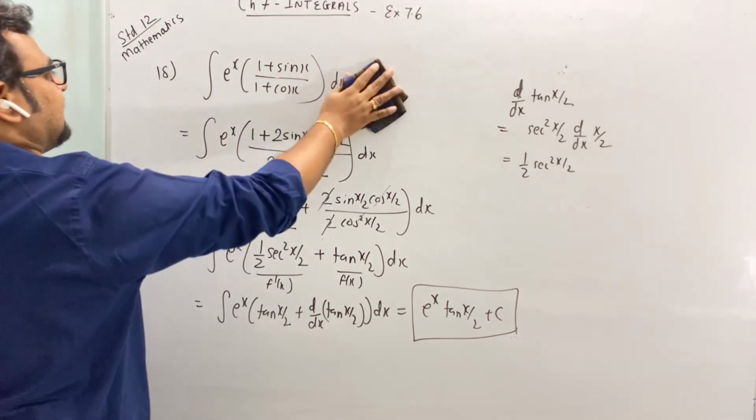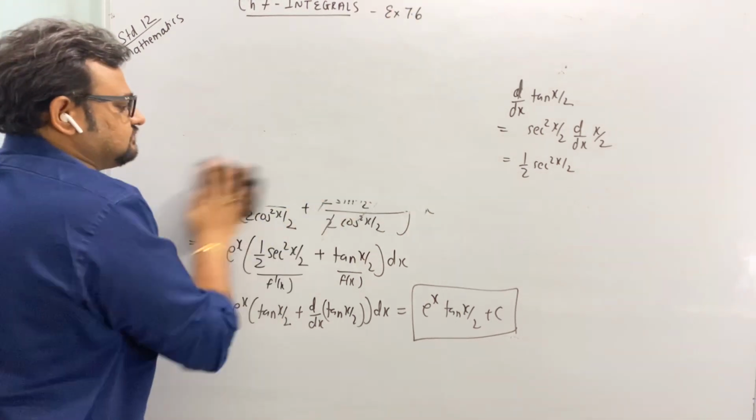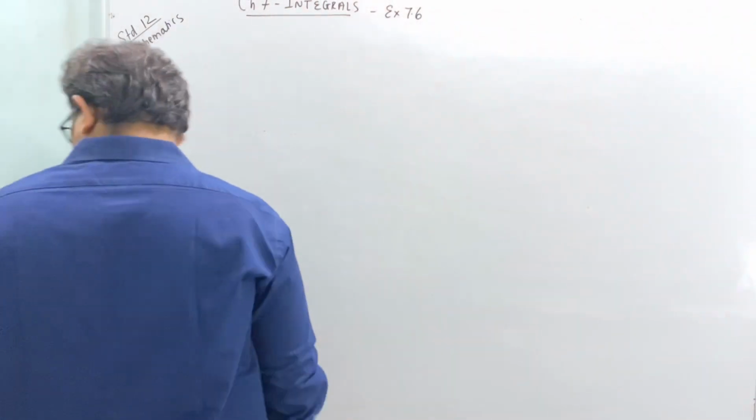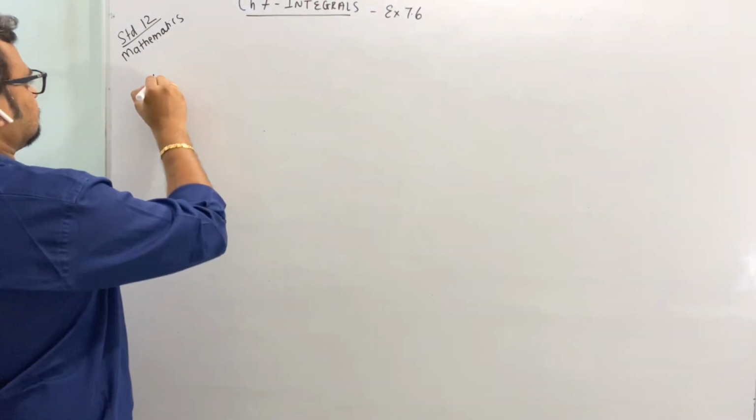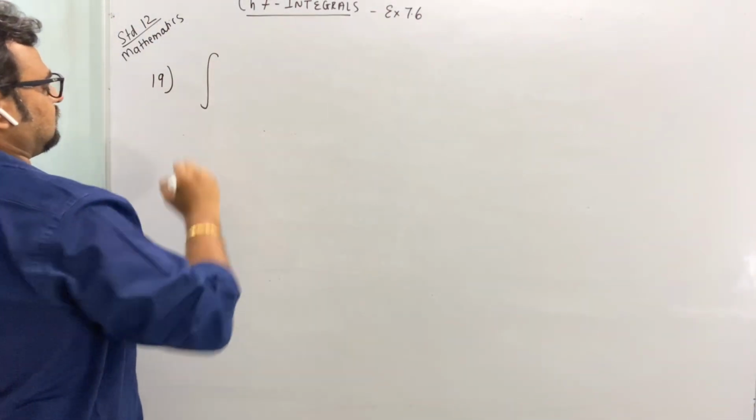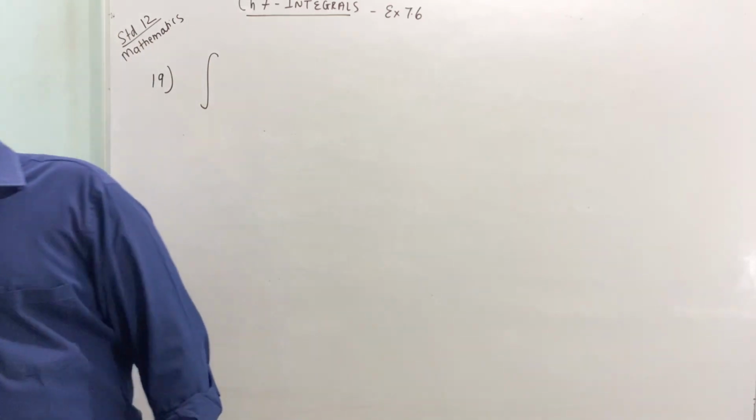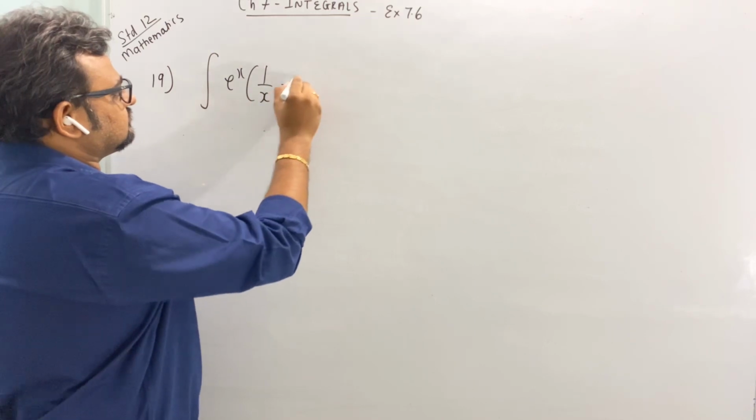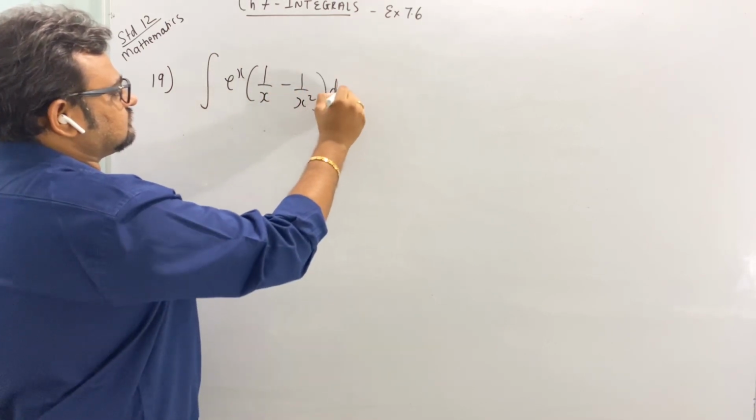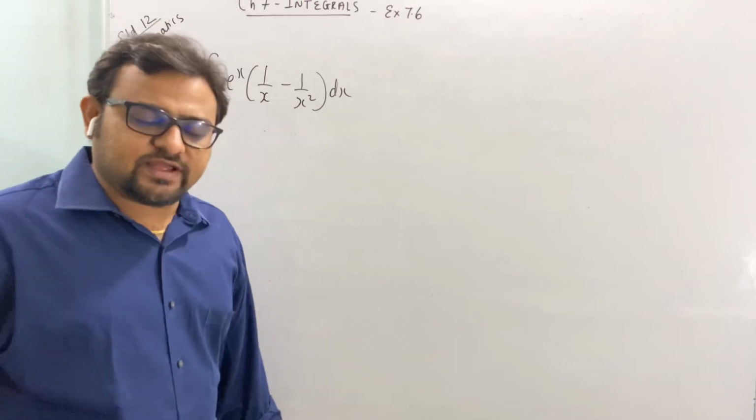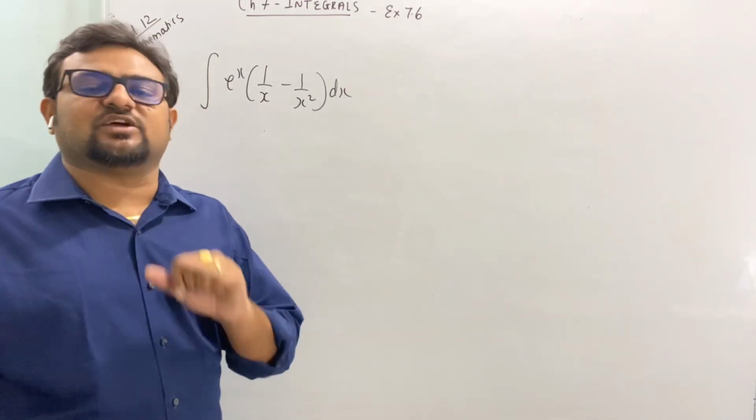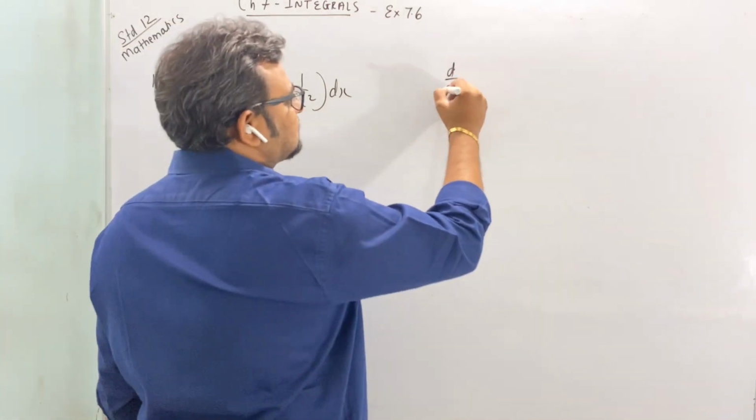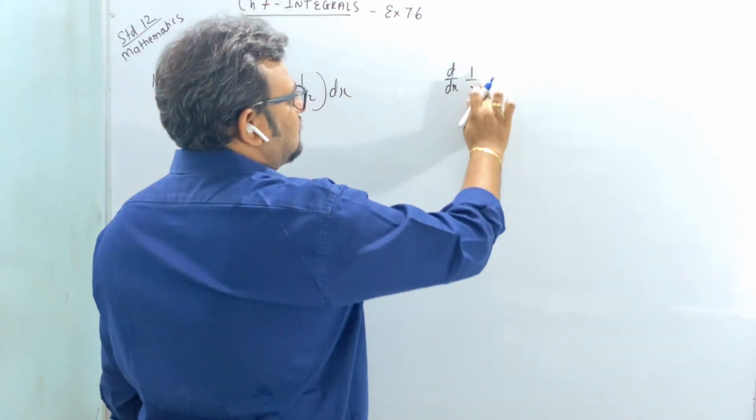Okay, next is question number 19. Question number 19 is e raised to x [1 by x minus 1 by x square]. Clear? So again, same formula. One will be f(x), another will be f'(x). Okay, we can start with anyone. Let's start with 1 by x.